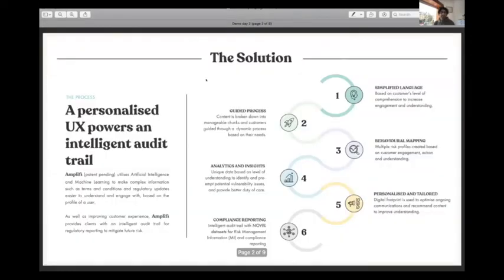So Amplifi is an innovation. We help internal legal teams simplify the language of their legal documents. We help customers better engage with complex information. We assess the level of understanding and risks associated with that. And we provide auditable MI data, so management information data, for compliance weaknesses, potential sources of complaints, and enable a firm to provide a better duty of care to their customers.